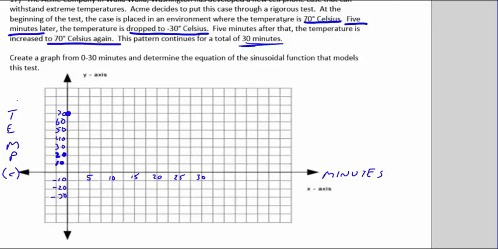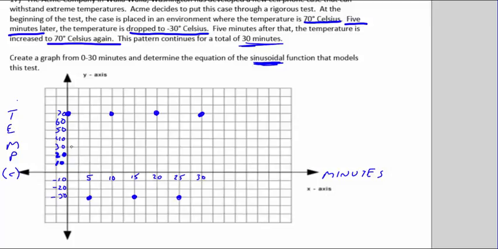5 minutes later, it's negative 30. So at 5, you're going to be at negative 30. 5 minutes later, it's back to 70. 5 minutes later, negative 30. How do I know it's doing that? Because it's a sinusoidal function. Sinusoidal means it's doing the same thing over and over again. So whatever it did the first 5 minutes and the next 5 minutes, it continues that pattern. 25 will be negative 30, and then 30 is back to 70 degrees.